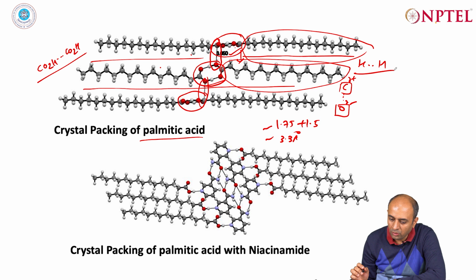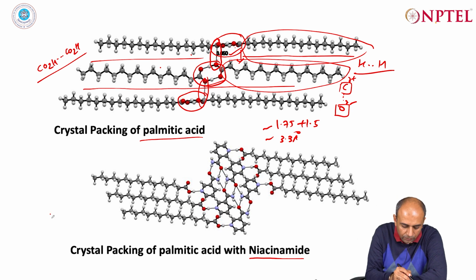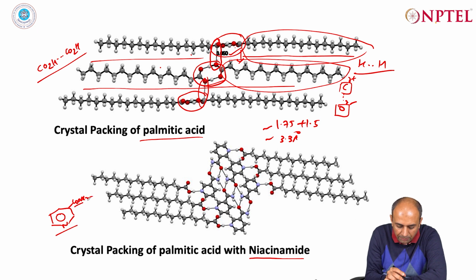Now if you try to co-crystallize palmitic acid with niacinamide, niacinamide is a polar compound which has polar functional groups. So niacinamide is represented here. It is a pyridine based system which has an amide functionality at the 3 position. So this is the NH2, this is the CO, this is the nitrogen.